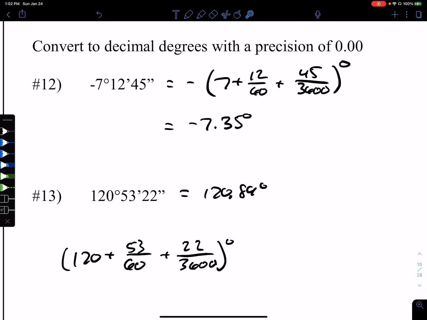That concludes video 2, dealing with circular trig and degrees. In the next video, we're going to learn what a radian is.